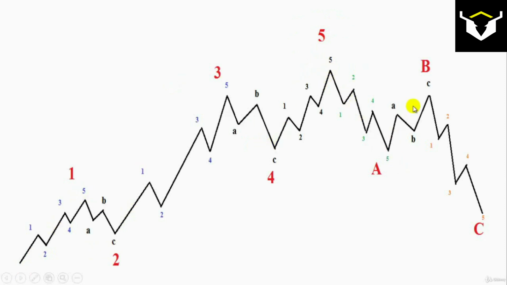Once wave 5 of the bigger wave 5 is complete, once the trending structure is complete, it is followed by a corrective structure. So once the larger wave 5 is complete, it is followed by a 1, 2, 3, 4, 5 non-overlapping wave structure of wave A, followed by an A, B, C correction of wave B, followed by a 1, 2, 3, 4, 5 non-overlapping wave structure of wave C.